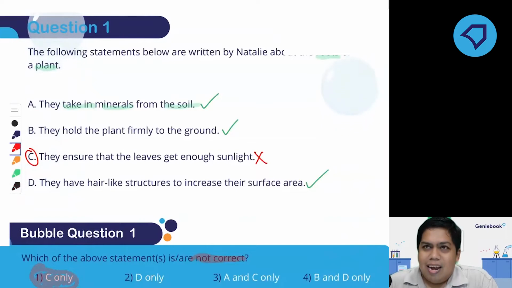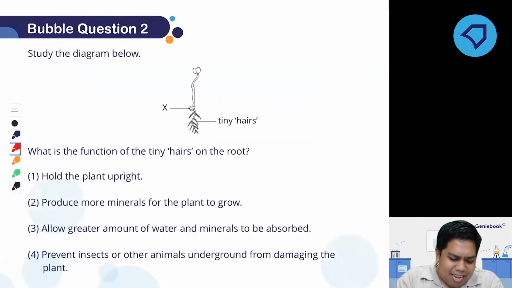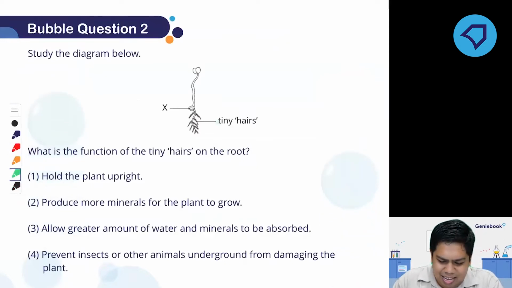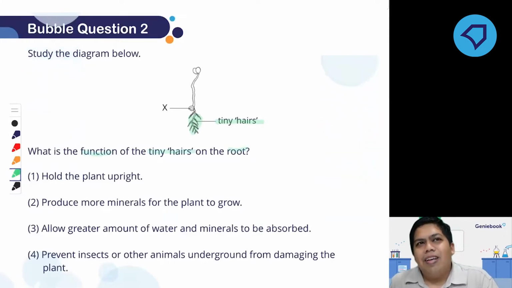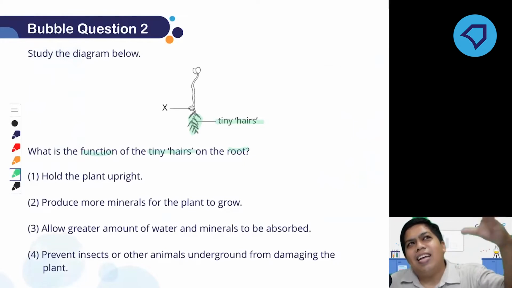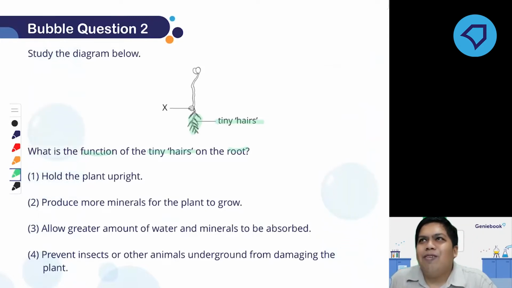Next one. Let's look at the next one. Again, about the hair-like structure. We have the tiny hairs over here. As you can see, what's the function of the tiny hairs on the roots? Of course, the answer is not exactly the same as in bubble question 1, right? If not, it's very easy for you. So I changed it a bit. Let's see who managed to get this correct. I'll start the timer in 3, 2, 1, start.